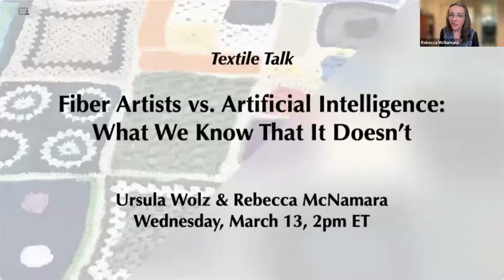So welcome to Fiber Artists versus Artificial Intelligence: What We Know That It Doesn't. The plan for the next hour is that we'll start off by introducing ourselves and how we came to collaborate on this topic. Ursula will explain to all of us what artificial intelligence actually is, and will provide some examples of how we as human fiber artists operate differently and generally better than current AI. And then we'll have around 15 to 20 minutes for questions and discussion. Ursula and I have agreed to keep each other on track during this time because we both have a lot of passion for this topic and tend to rant and ramble. So we might have to interrupt each other a few times.